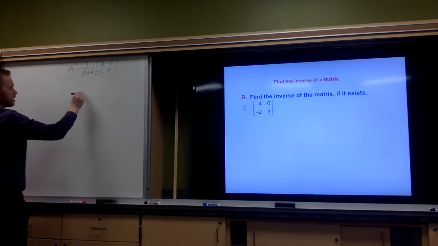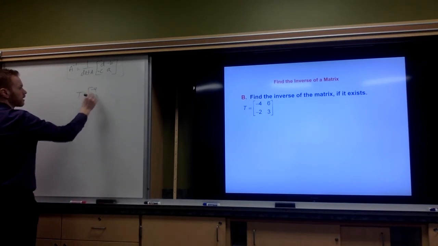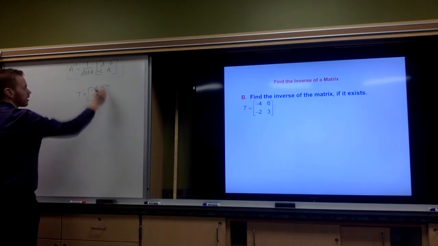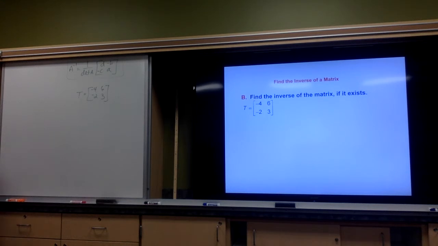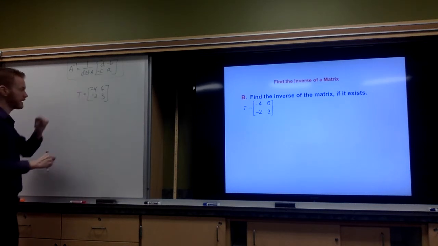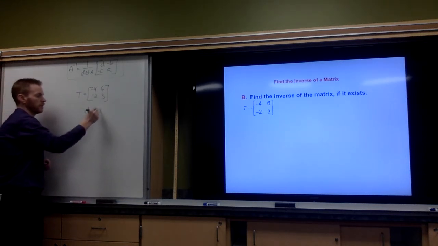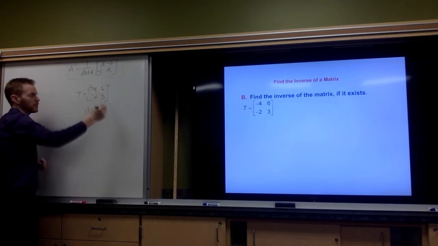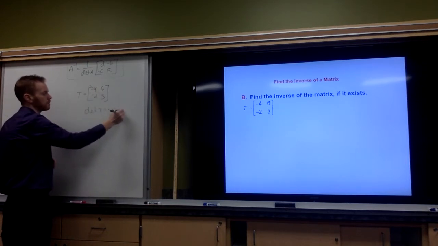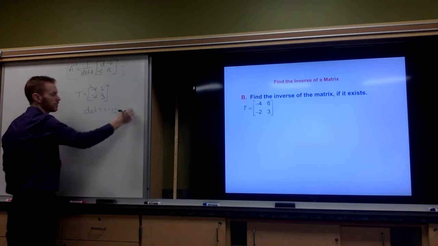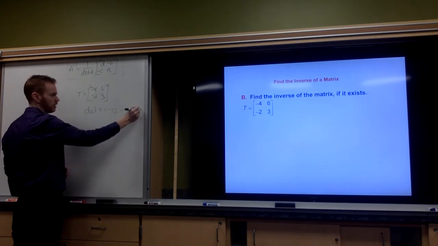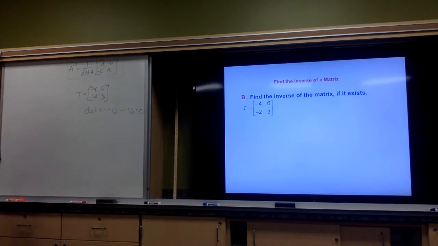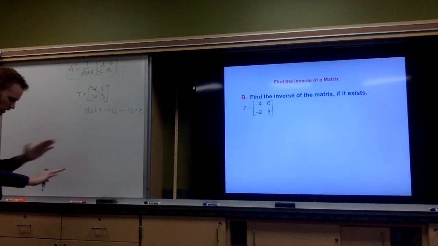So let's see, T is this matrix right here. And we want to find its inverse matrix. And first find the determinant, right? So the determinant of T, if I multiply these together, I get -12 minus another -12, just like that. When I'm done with this, I get 0. Stop the presses. We're done.